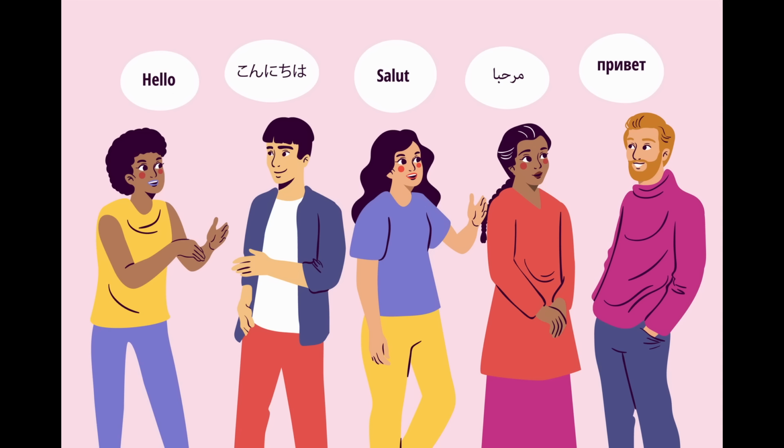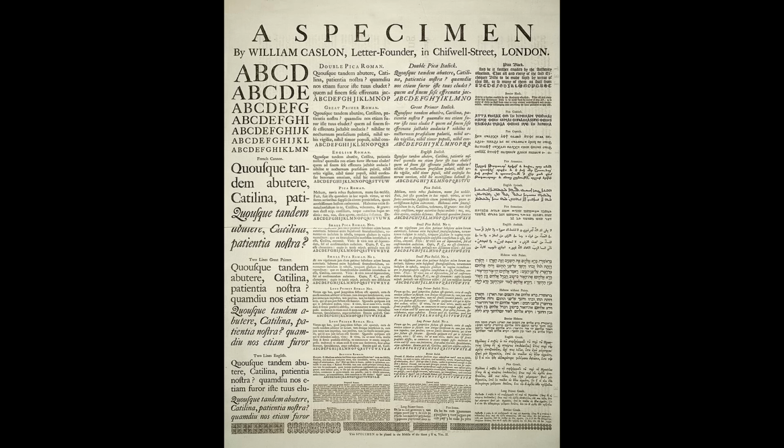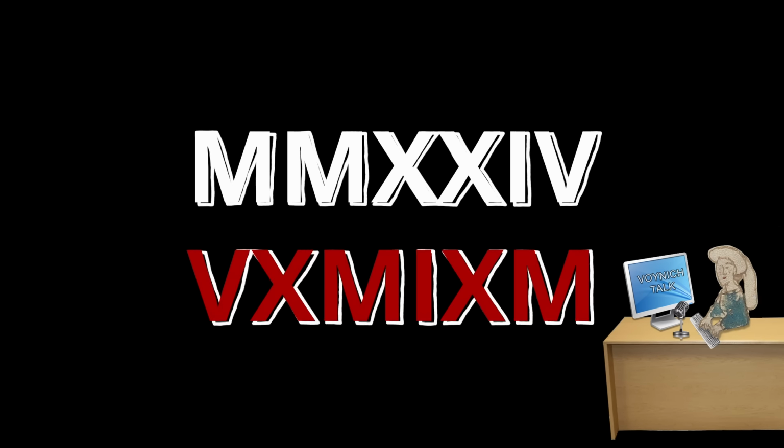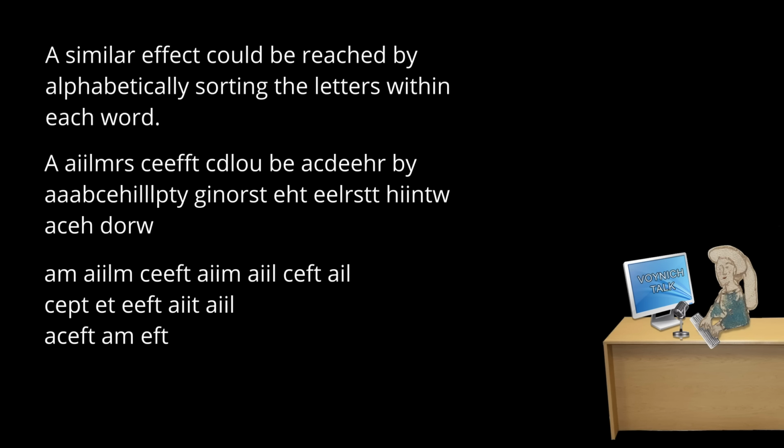The problem is not the chosen language or dialect, the problem is Voynich and our insistence to keep treating it as a substitution cipher. The fact that Voynich letters have a preferred order within words is unlike anything we see in any known writing system. It has more in common with something like Roman numerals, where MMXXIV is a valid order, but VXMIXM isn't. A similar effect could be reached by alphabetically sorting the letters within each word, like this, but then more repetitive.